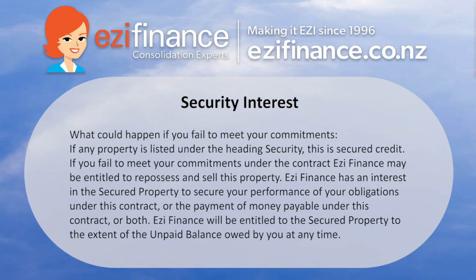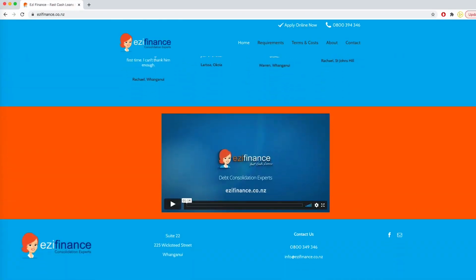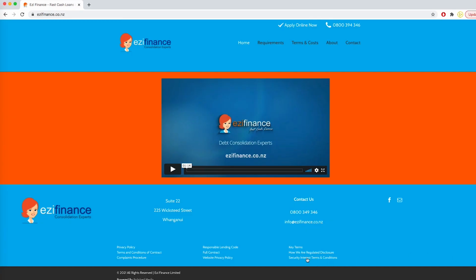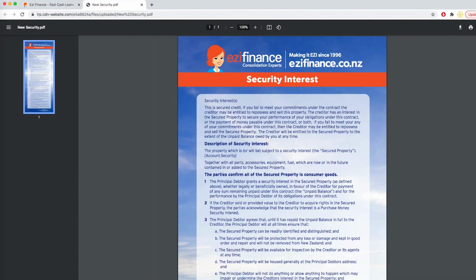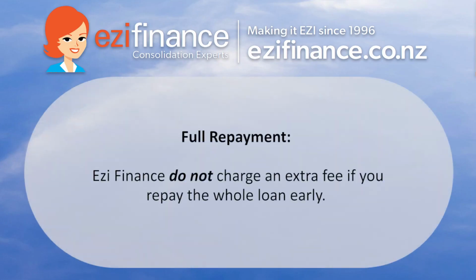Easy Finance will be entitled to the secured property to the extent of the unpaid balance owed by you at any time. Easy Finance has separate terms and conditions for security, and this can also be found on our website under Full Secured Contract Disclosure. Full repayment. Easy Finance do not charge an extra fee if you decide to repay the whole loan early.